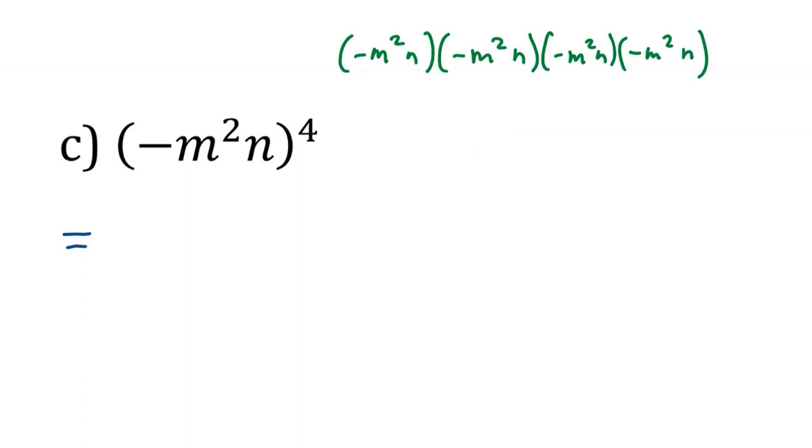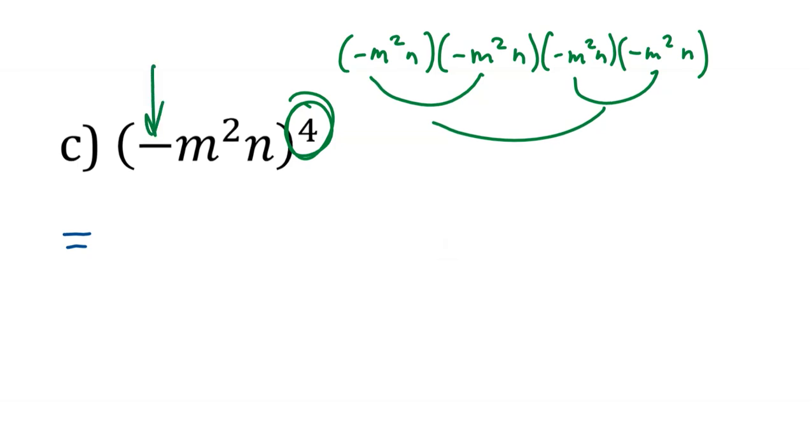Two negatives makes a positive. Two more negatives makes a positive. So everything's positive. So the answer should be positive. Whether you think of this as a rule or you just think about the concept, if it's an even exponent, so 2, 4, 6, or 8, and the negative sign is inside brackets, you're going to end up with a positive because they're going to cancel out in pairs. If that was cubed, your answer would be negative.